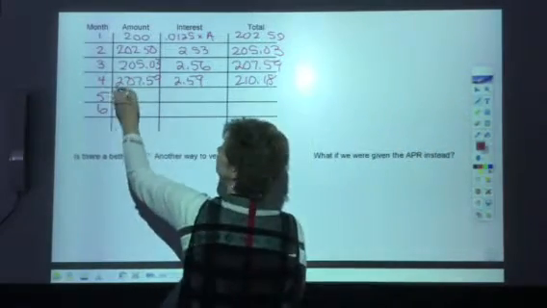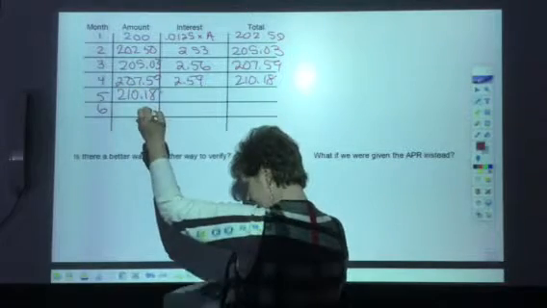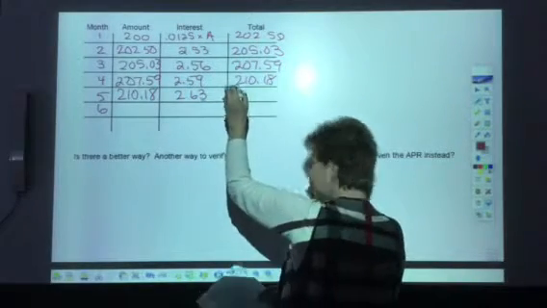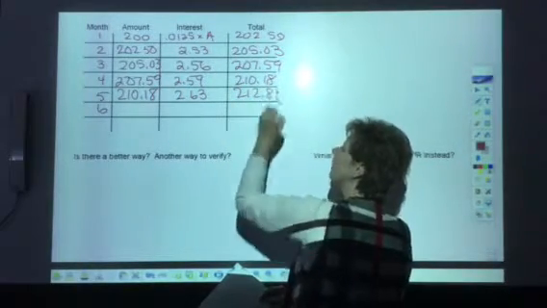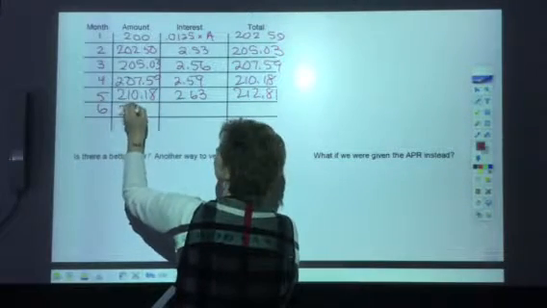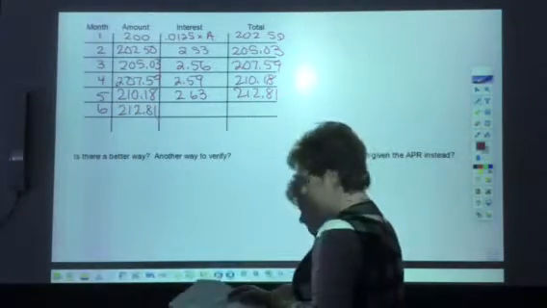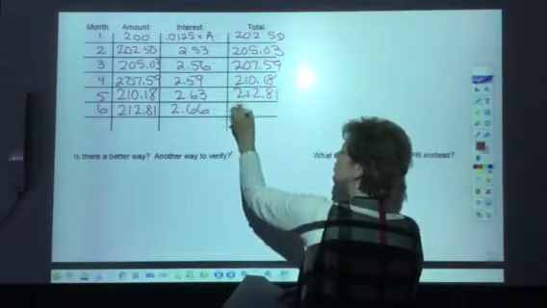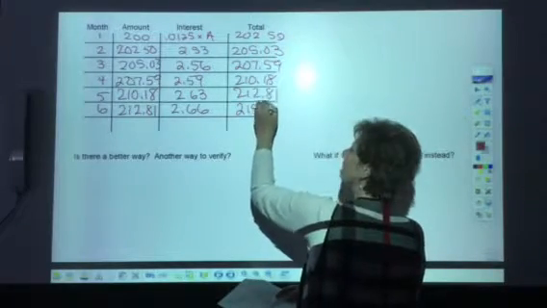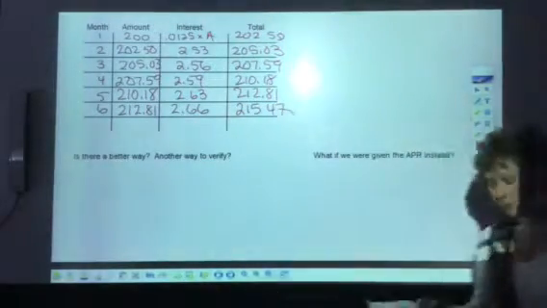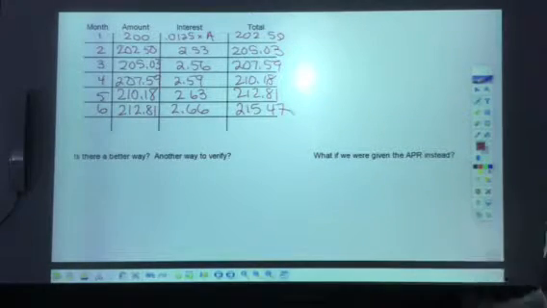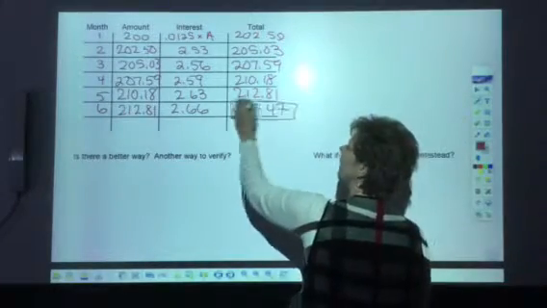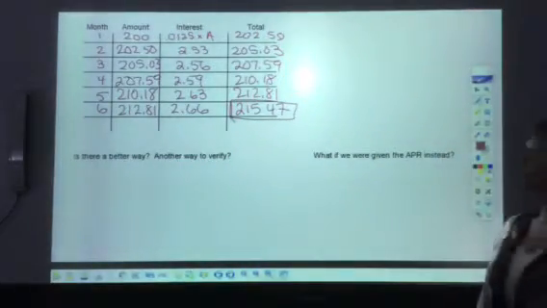Two more months to go. Apply our interest rate. We now get 2.63 for that month, which is a total of 212.81. And our last month that it's sitting, we calculate, we multiply the interest to get 2.66, and we get 215.47. So, to answer the question, how much she owes would be $215.47, according to our table.